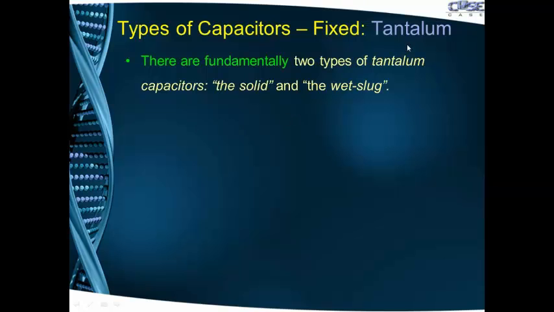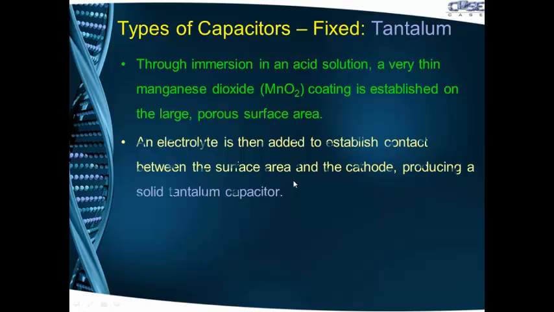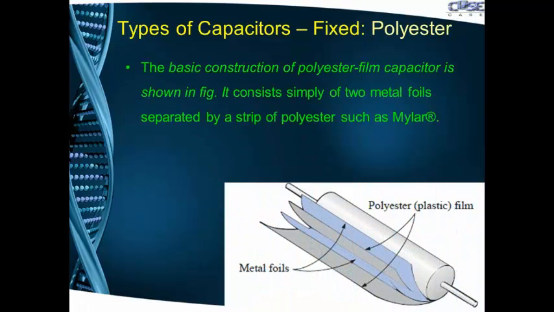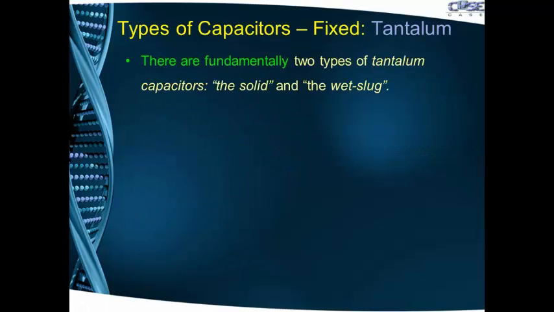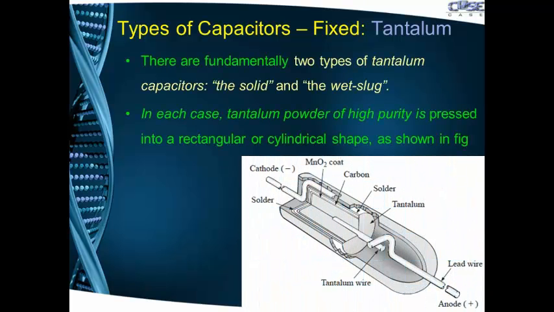So next is a tantalum capacitor. There are fundamentally two types of tantalum capacitors, the solid and the wet slug. In each case, tantalum powder of high purity is pressed into a rectangular or cylindrical shape, as shown in this figure.